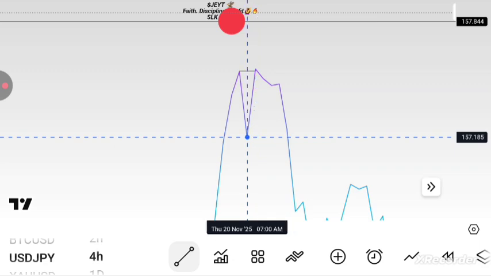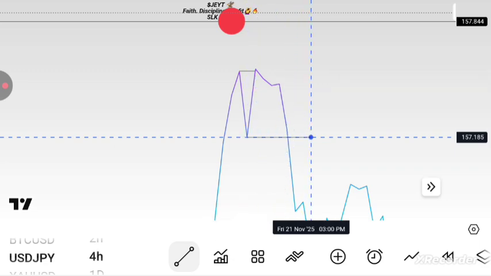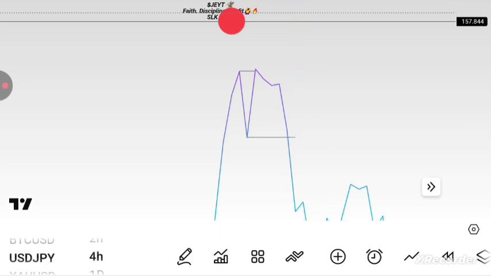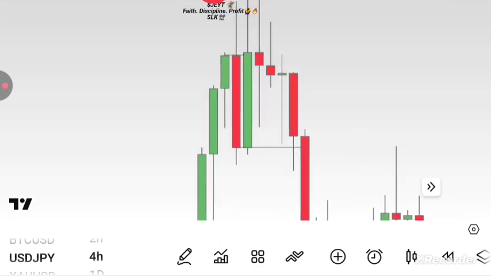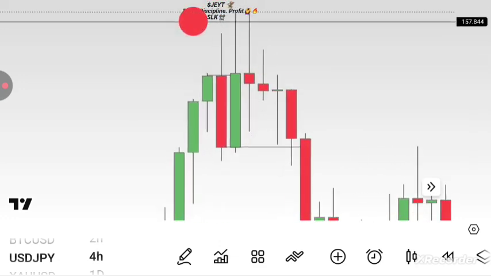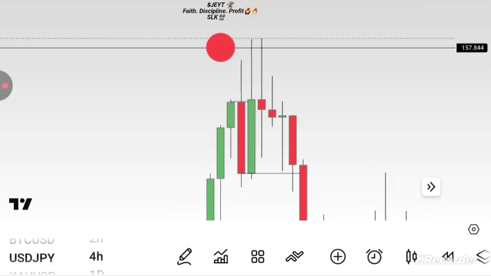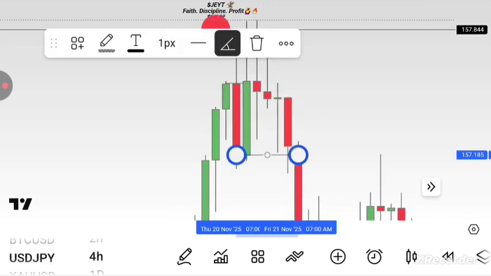There was a break of structure at this particular place. This was a V-shaped key level, but it got disrespected by an impulsive move. Let's go back to the candle chart. So you could see that price swept liquidity at this high, then broke structure to the downside, right?